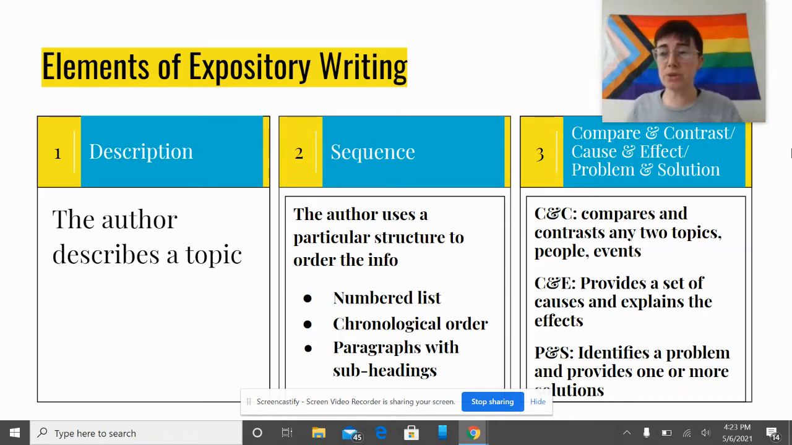And it can also serve three major purposes for number three. It can compare and contrast any two topics, people, events, ideas. It can show us cause and effect, or it could show us a problem and a solution. These are just a handful of very specific elements of expository writing that really help us to identify if a piece of writing is expository or narrative, simply fictitious and narrative or story-based.